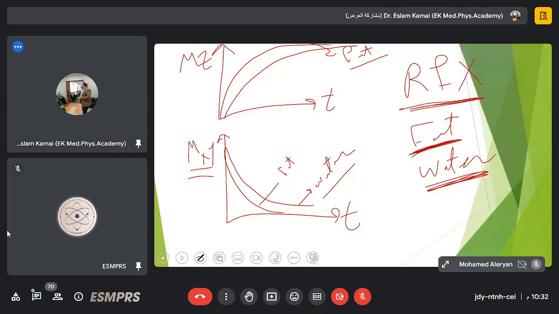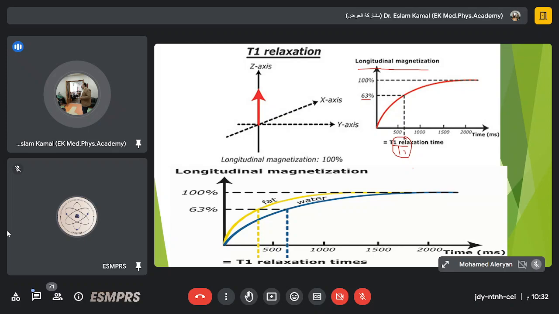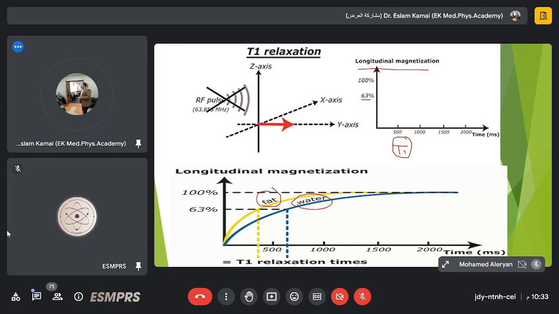So here, as you can see, MZ starts going up. The time required to reach 63% of longitudinal magnetization is called the T1 constant. Not all tissues inside our body have the same T1 constant. You will find here that fat has a short T1 constant, while water has a longer T1 constant. That's why the MZ, or the longitudinal magnetization, for fat goes up faster than the water.